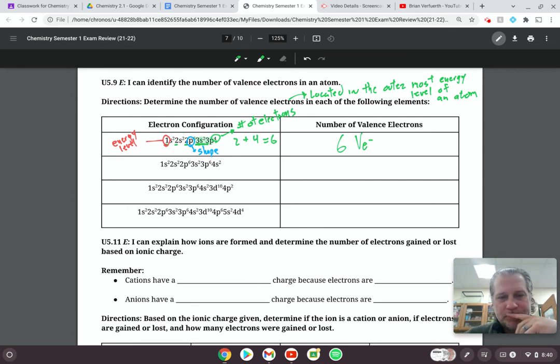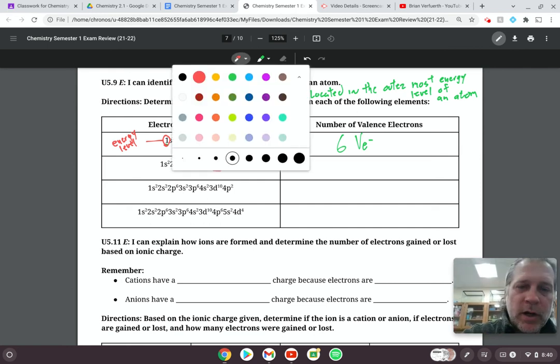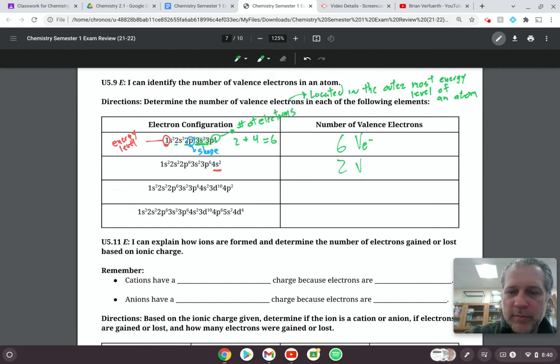Now, moving forward, let's try the next one. So I have a 1s2, 2s2, 2p6, 3s2, 3p6, 4s2. The biggest energy level value is 4. So that tells me that that's the furthest away from the nucleus of the atom, and the number of electrons total in the fourth energy level there appears to simply be 2 valence electrons.